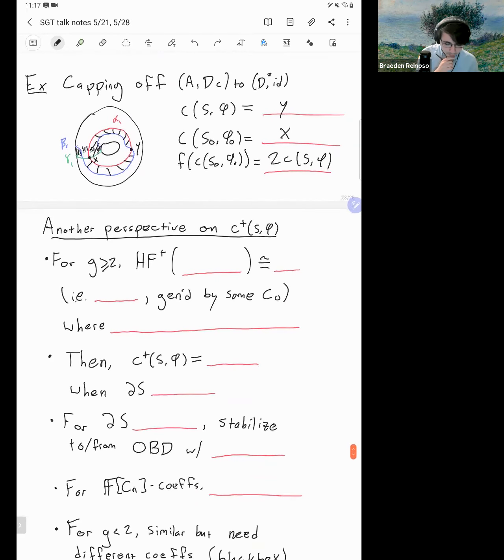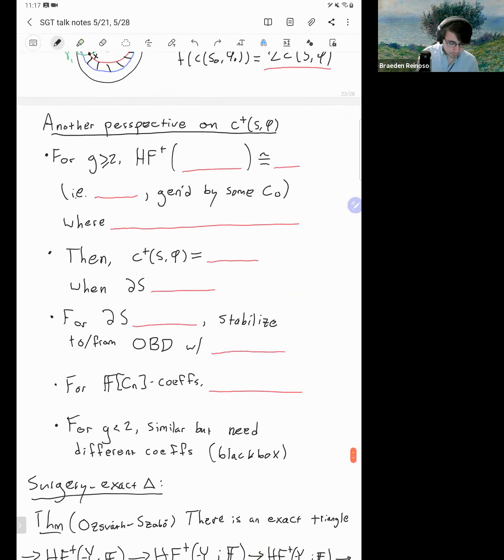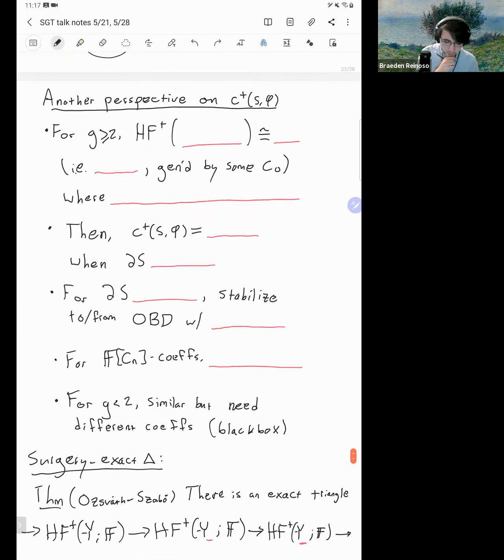Okay. So now, just to get perspective on how the proof of our theorem is going to go, we're going to practice by proving a similar theorem. To do that, we need a different perspective on the contact class. This is all going to be for genus greater than 2. For genus less than 2, it works similarly, but you just need to be a little bit more careful.